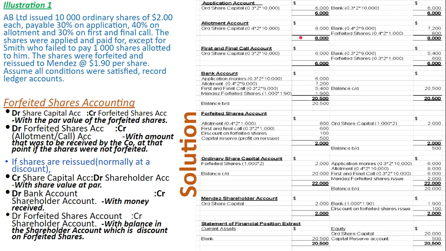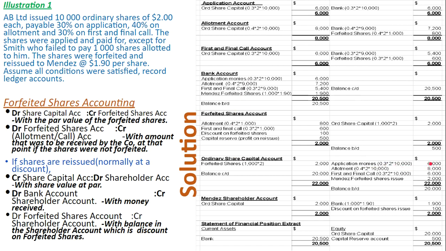Double entry, we go to the application account. Credit side, we say narration bank, 30% times 2 times 10,000 to give us $6,000. Next, we know that we need to credit the ordinary share capital account with the value of shares issued at that stage. So the double entry will be debit application account with ordinary share capital, 30% received on application times $2 price per share times 10,000 shares issued to give us $6,000.